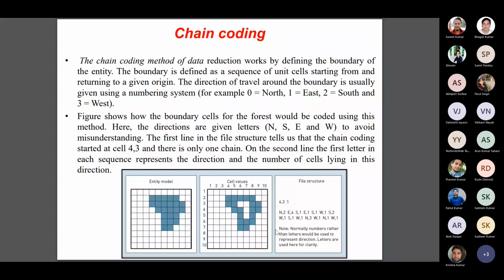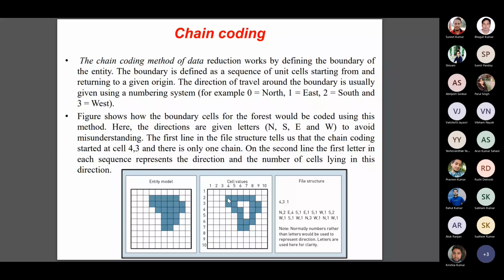As you can see in the file structure, the start point is 4,3. Okay. And then number of entities is 1. After that, you have to write down the direction and number of cells that you will move in this direction. So first of all, the starting point will be 4,3.